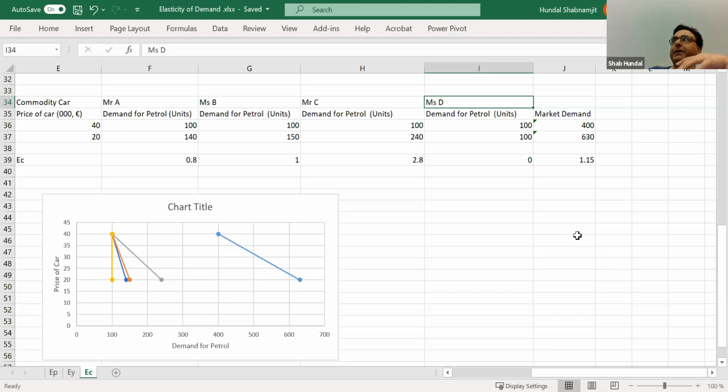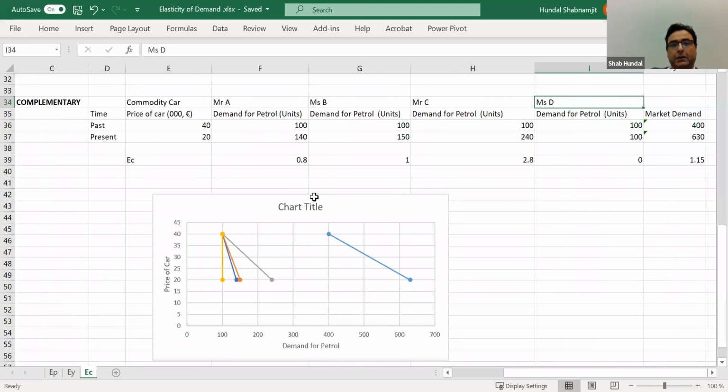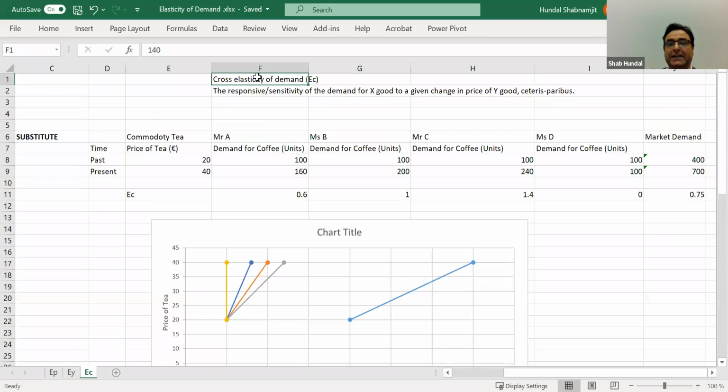So when the price of car falls, let's see the story. I'm not considering the demand for car here. We can see the price of car falls, but we don't see in the table that the demand of car has increased also. But when the demand for the car increases, what we see is the demand for petrol increases. So we keep the demand for car in our mind, but we don't show it in the table. The reason is that we are studying here cross elasticity of demand.